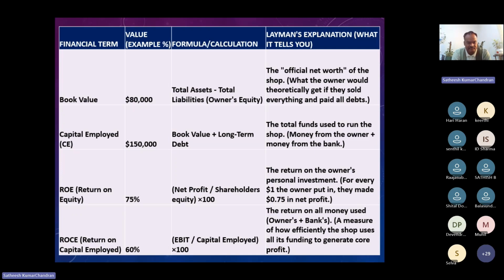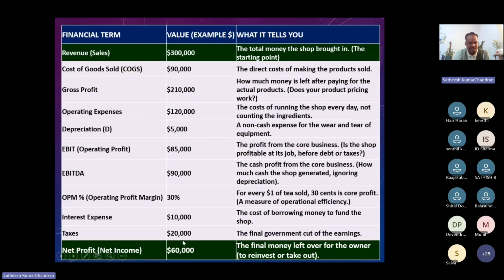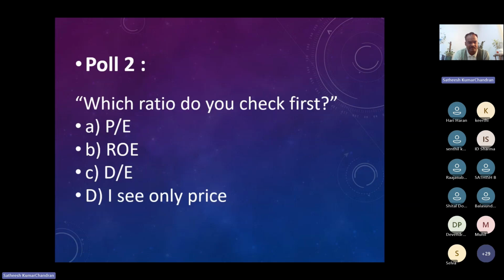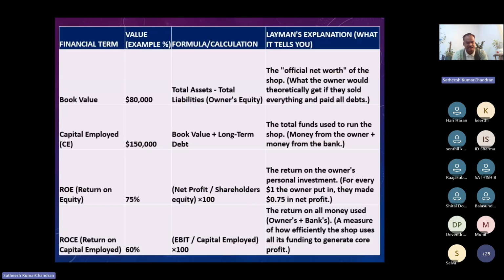So ROC is the same: EBIT, earning before income tax, divided by capital employed. This is the formula to calculate it. So this is 85,000 divided by capital employed, 150,000, multiplied by 100 for percentage. So these are all the formulas as and when we have to use them, and then we can calculate. If we do not have any patience, we can directly go to screeners and check it.